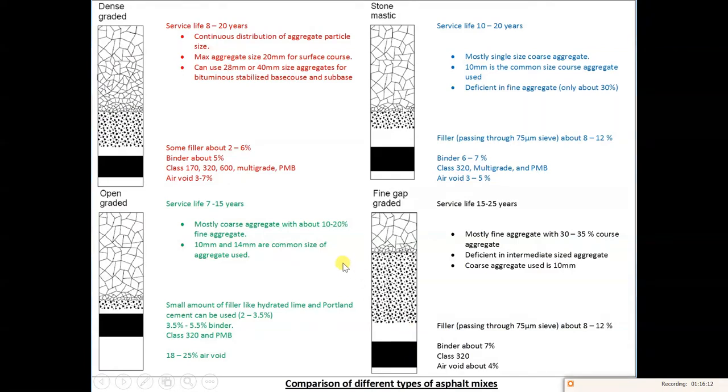Actually, for the four types of mix, the gap graded and the stone mastic have the highest amount of binder, about seven percent. These two, the stone mastic and the fine gap graded, have almost the same filler, binder, and air void. The air void is about 4%, 3.3 to 5%. The thing that is different is the proportion of the aggregates. The stone mastic has more coarse aggregate, whereas the fine gap graded has a much smaller amount of the coarse aggregate.